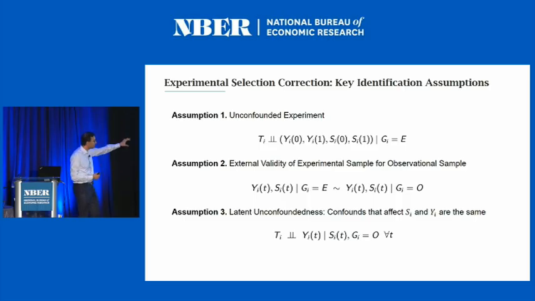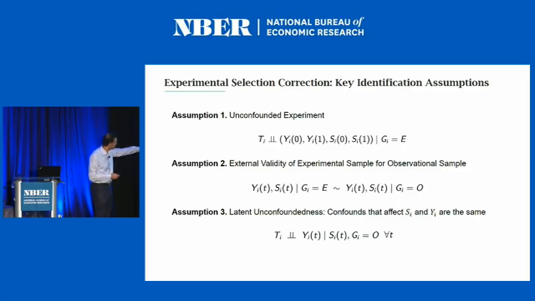And again, this is what's going to allow us to move information between these 2 data sets. The third assumption, which is the key new assumption that allows us to make progress and is going to replace the surrogacy type assumptions that we saw before, is what we're calling latent unconfoundedness. What this assumption requires is that the confounders that affect S and Y are exactly the same.